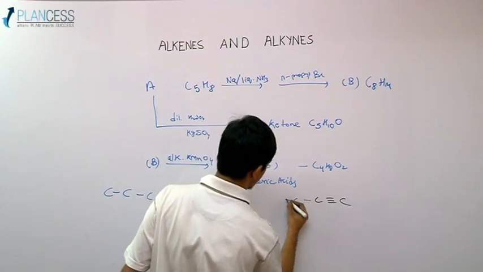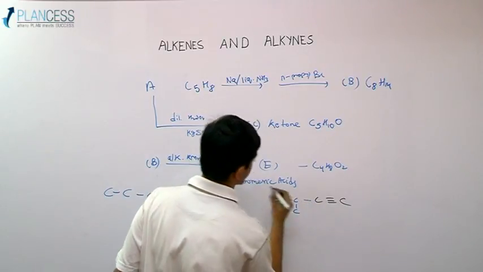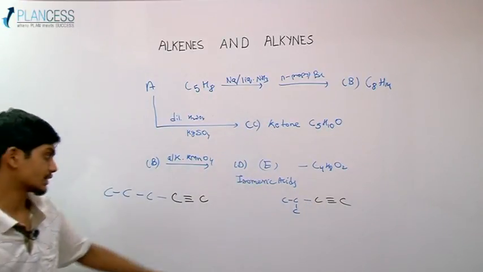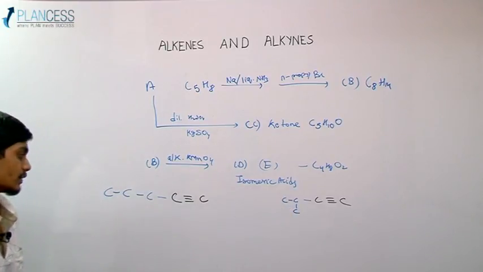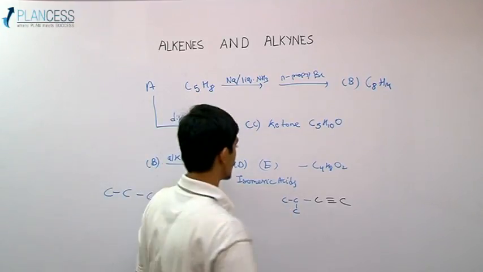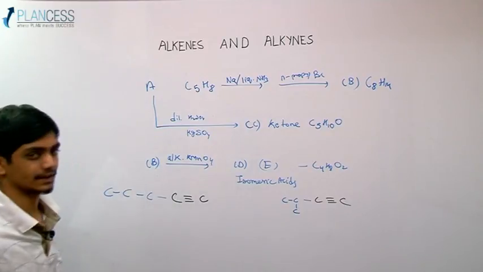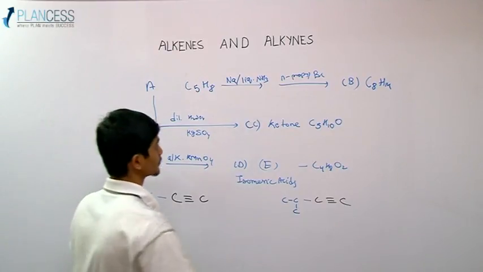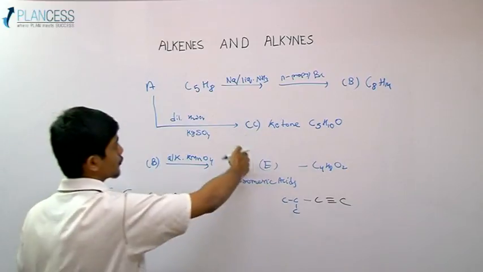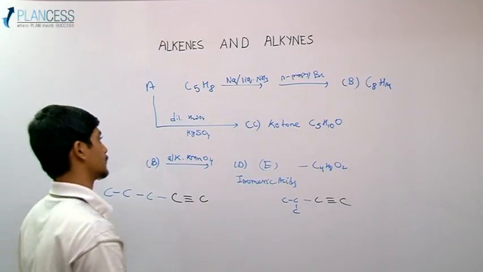We can have a structure like this, that is with a substituent over there. Now, which of the two structures is correct? Right now we don't know. Fine. Now, when it reacts with N-propyl bromide, we get C8H14.